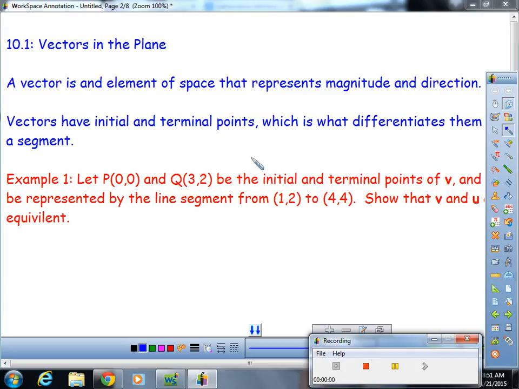All right, welcome back, B's and G's. Welcome to the drive-through. Today's lesson in multivariable calculus is vectors in the plane.